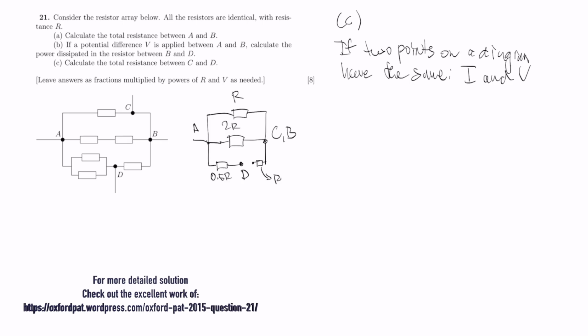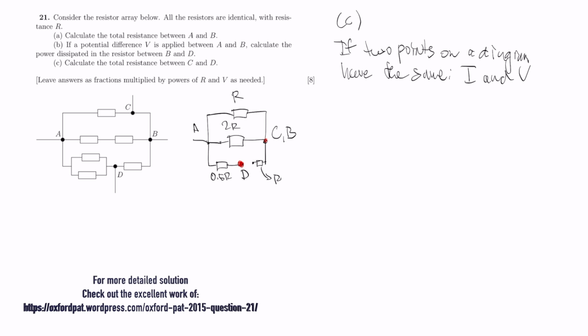What we need to do is calculate the total resistance between C and D. So if we were to apply a potential difference between those 2 points, across here we're going to have some current and some potential difference. If we were to divide those two numbers, we're going to get the total resistance. This is what the question is physically asking.